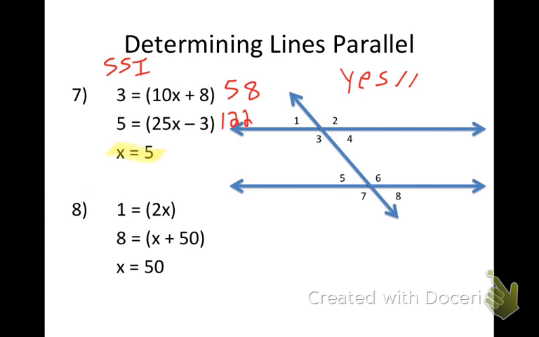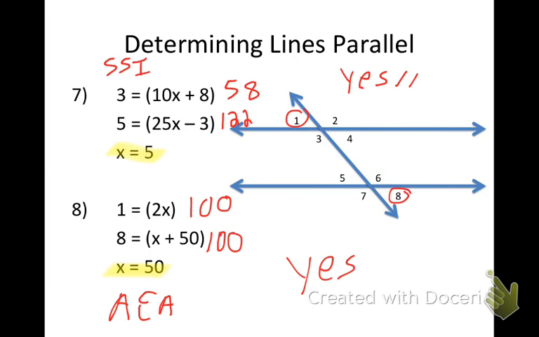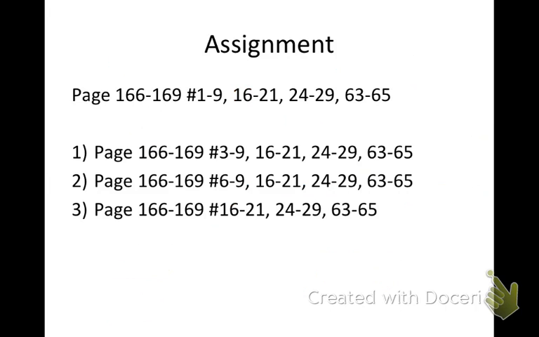Number 8. I'm looking at angles 1 and 8. Becca, what type of angles are 1 and 8? Yep, those are alternate exterior angles. So I look at alternate exterior angles here. I plug x equals 50 in. What do you get for angle 1, Simeon? What do you get for angle 8, Simeon? Are they congruent? Are they parallel then? Yep. Nice job. And that's it for today.